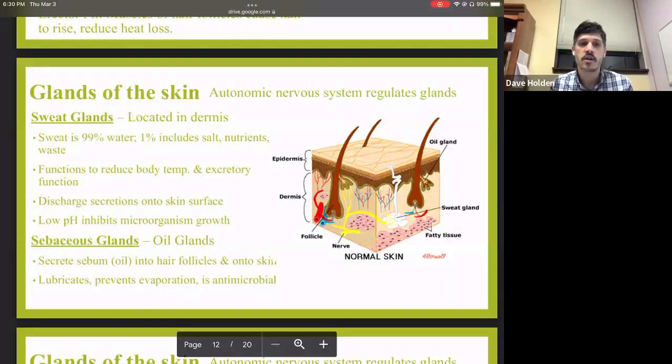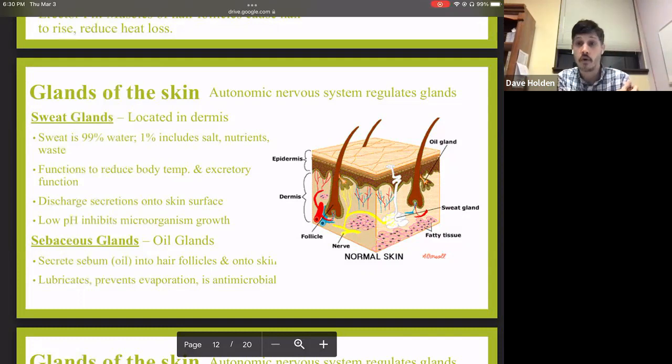Sweat is used to just discharge other secretions onto the surface, like oil. And its low pH inhibits microorganism growth. So sweat is slightly acidic, and the whole point is we're trying to reduce the amount of bacteria that's present. Now, low pH inhibits, it doesn't prevent, it just keeps it from getting out of control, but it doesn't stop bacterial growth. It just puts a cap on it.